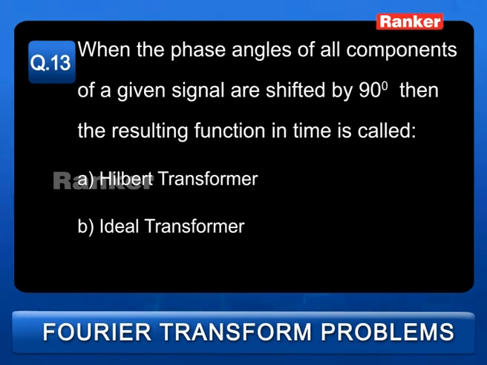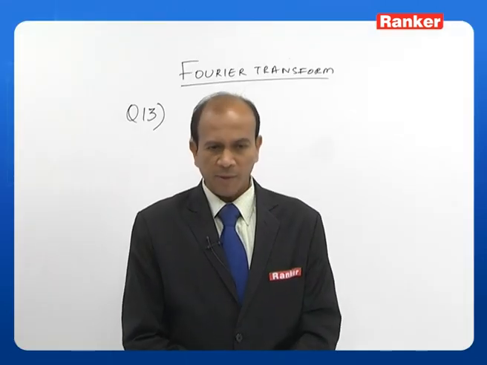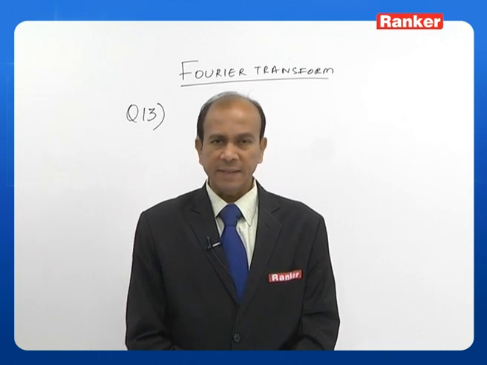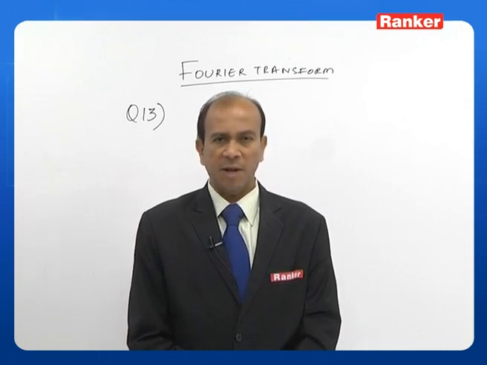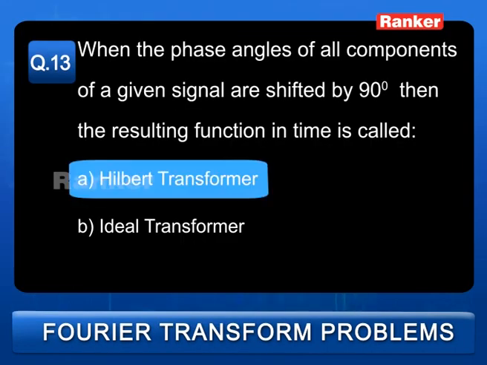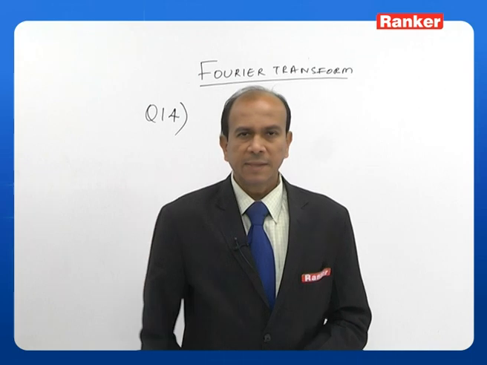The answer is A. Hilbert transformer, and we know that an ideal transformer shifts the phase by 180 degrees. When the phase shift for all components is done by 90 degrees, it is a Hilbert transformer. So, the answer is A. Let us see the next question.